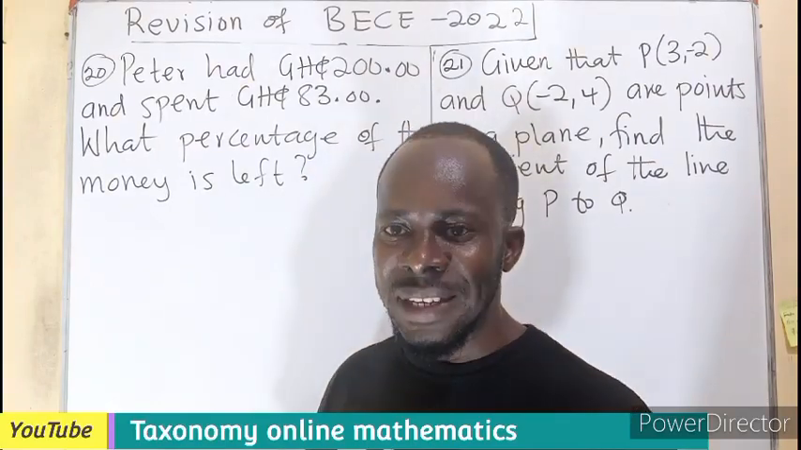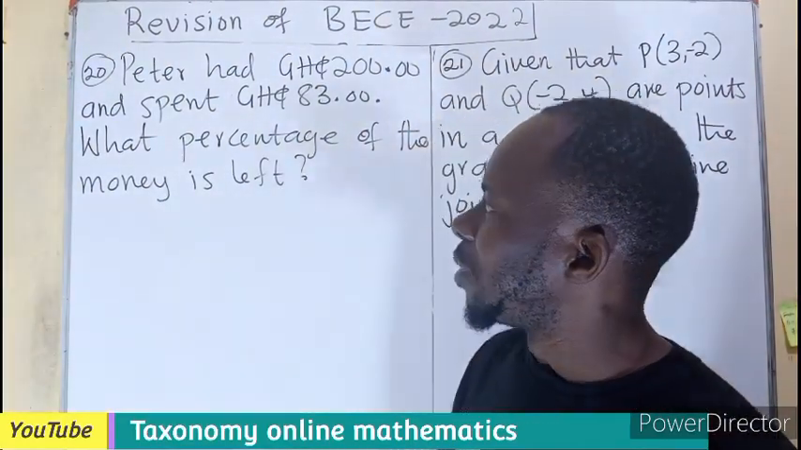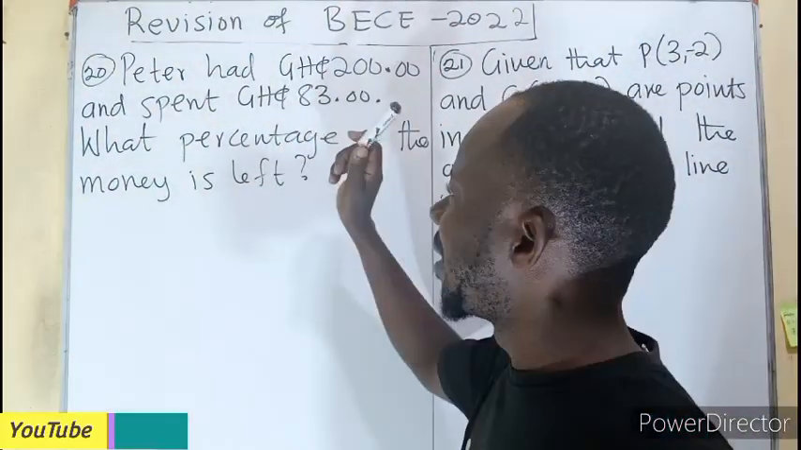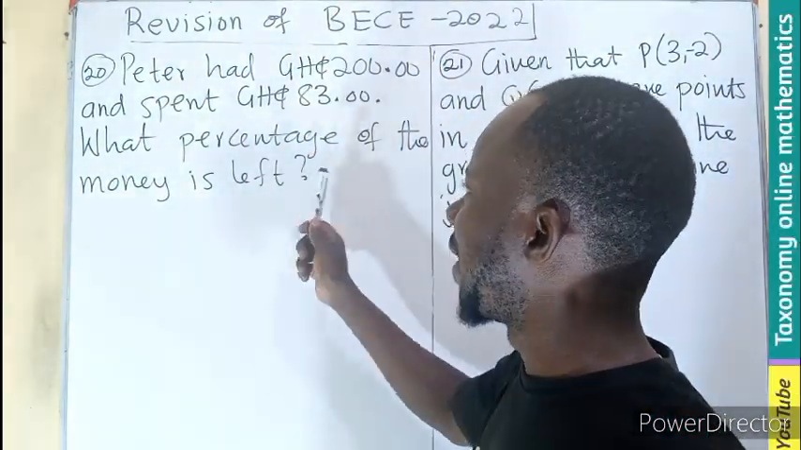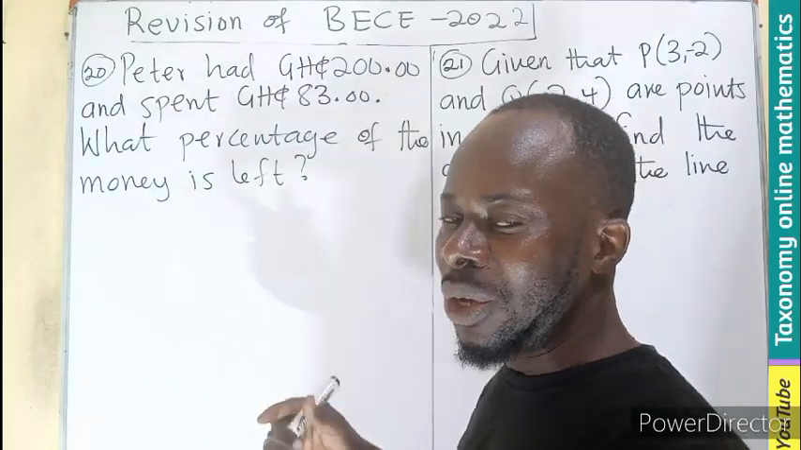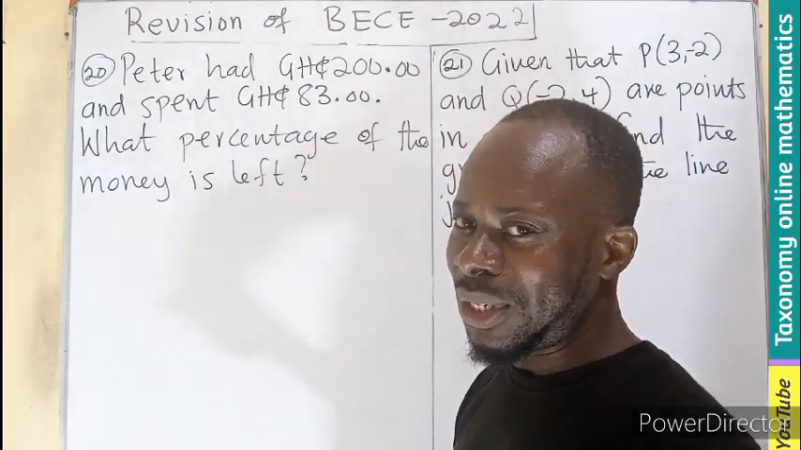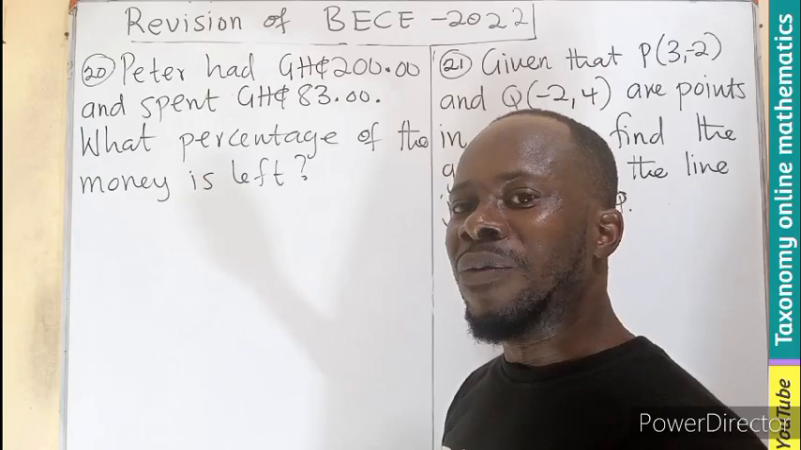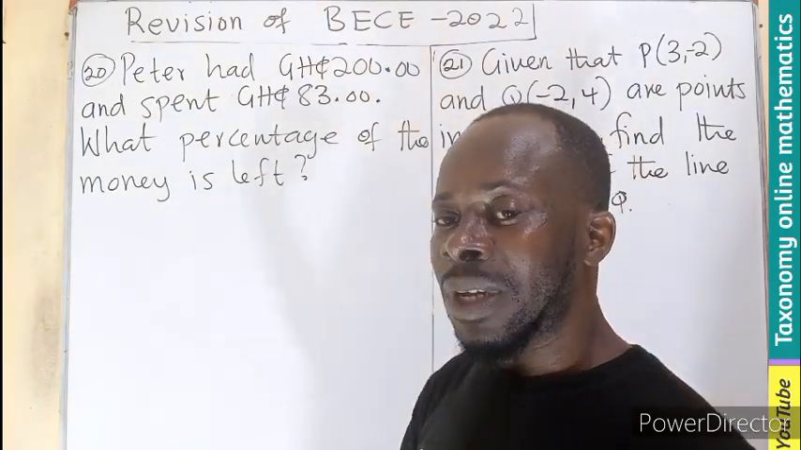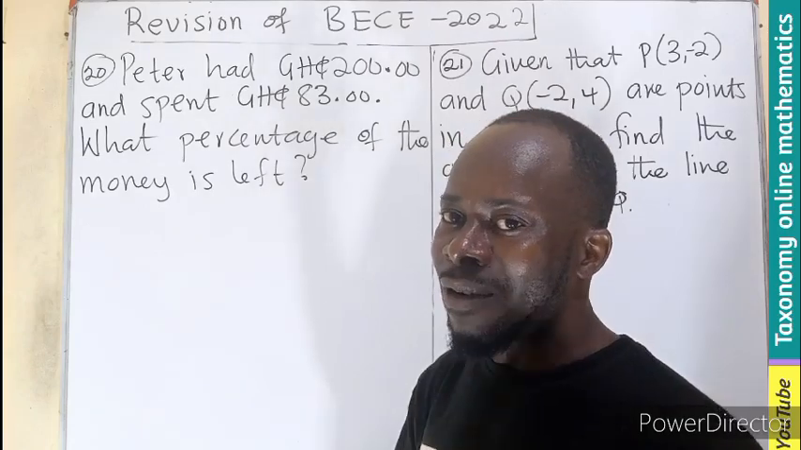We have question 20 and 21 in this episode. Peter had 200 Ghana cedis and spent 83 Ghana cedis. What percentage of the money is left? So this is a percentage. If you are asked to find a percentage, you are asked to first express the quantities given in the question as a fraction, then you multiply by 100%.